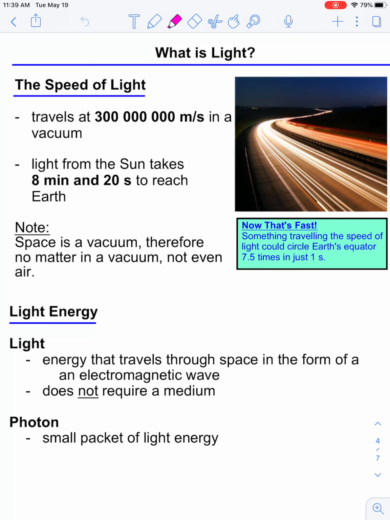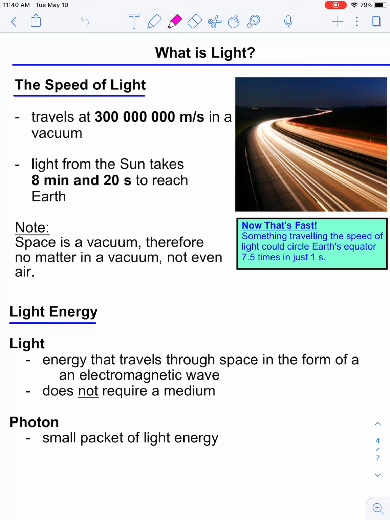The light from the sun takes 8 minutes and 20 seconds to reach the earth. So the light that comes down to the earth has traveled 8 minutes and 20 seconds to get here. Note, space is a vacuum, therefore no matter in a vacuum, not even air. So light is energy that travels through space in the form of an electromagnetic wave. Light does not require a medium.